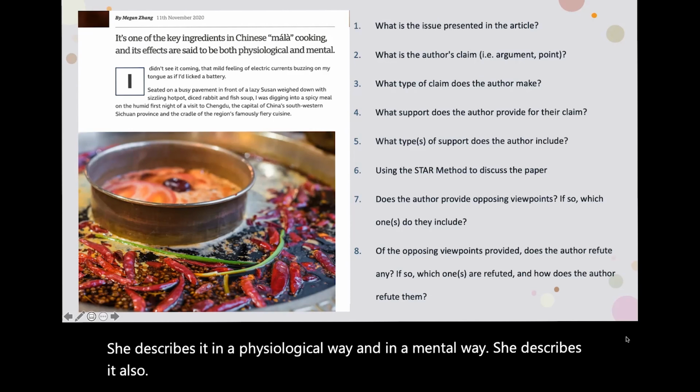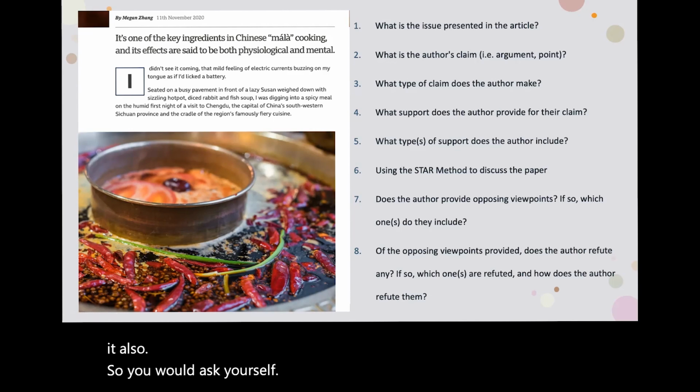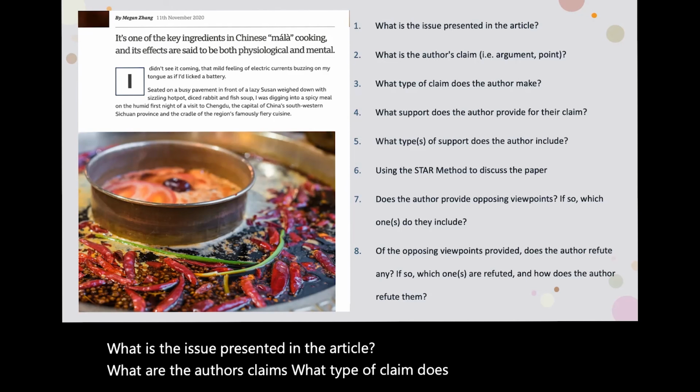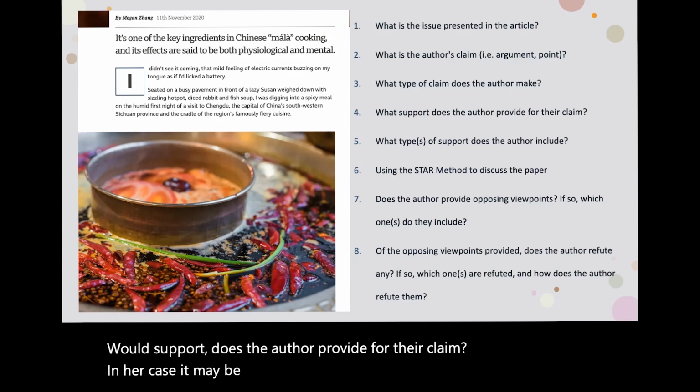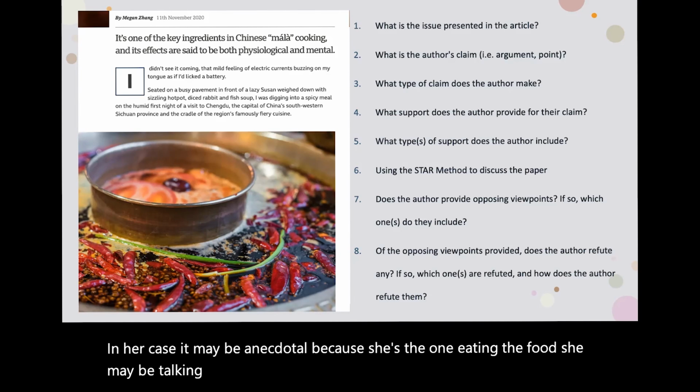So you would ask yourself, as you read this, what is the issue presented in the article? What are the author's claims? What type of claim does the author make? What support does the author provide for their claim? In her case, it may be anecdotal because she's the one eating the food. She may be talking about her personal experience.